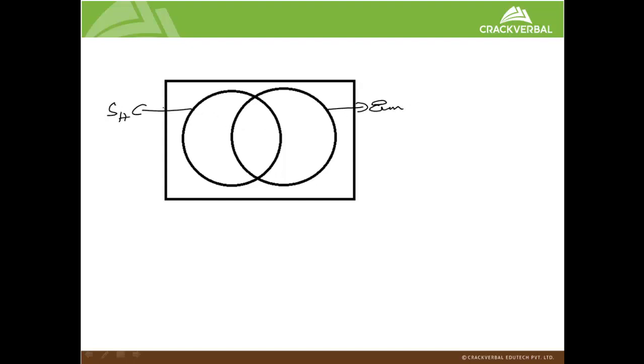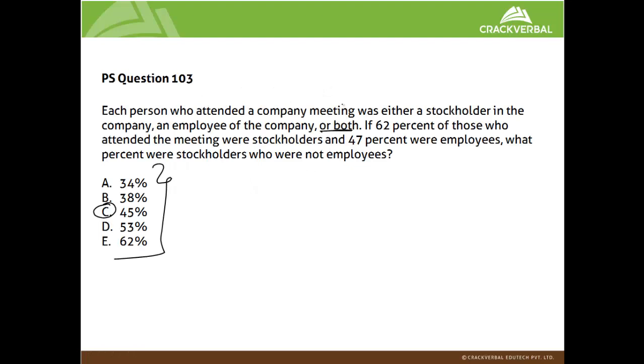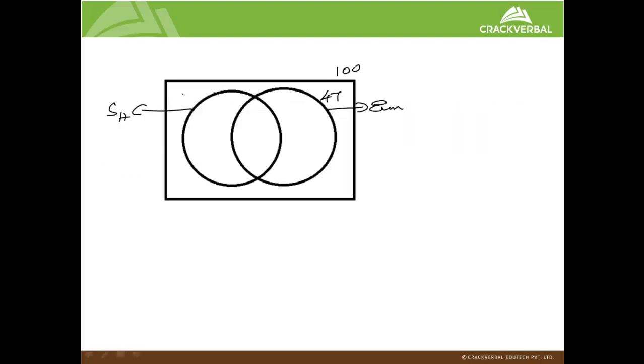Let's call it SH. And total, right? Since the question involves percentage, take total as 100. They say 47% are employees. Let's call this 47, and 62% as stockholders. Let's call this stockholders.